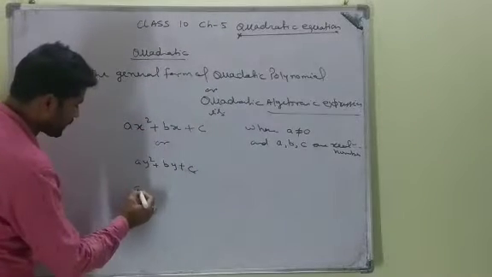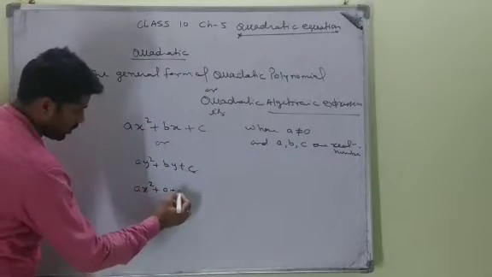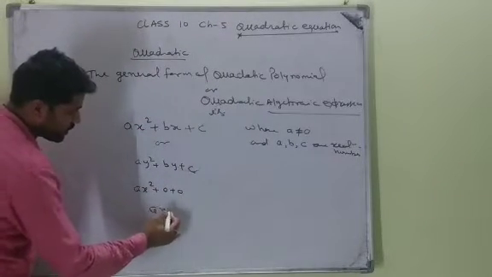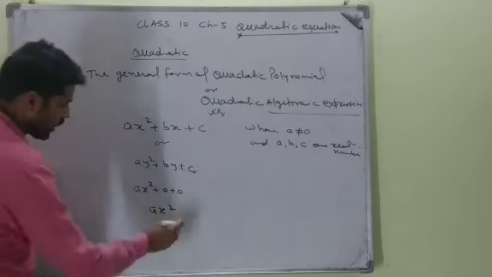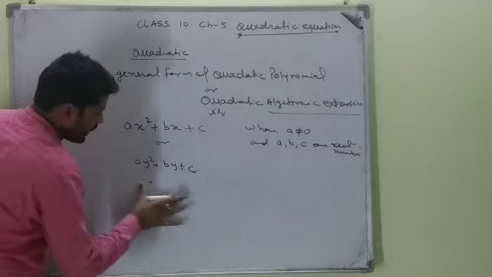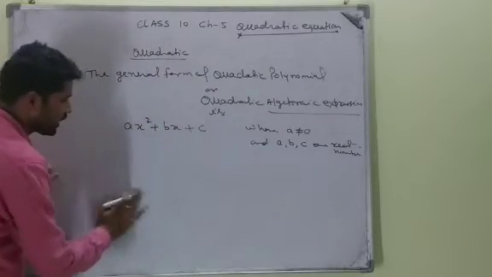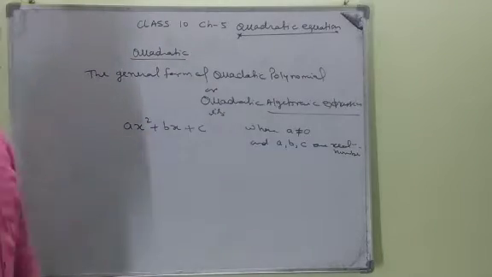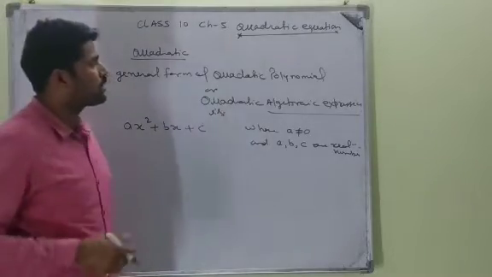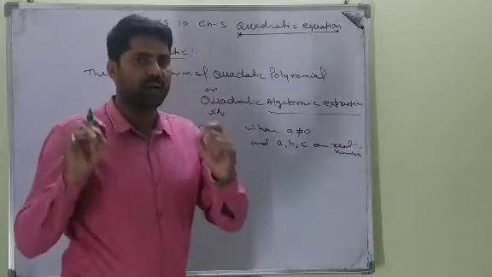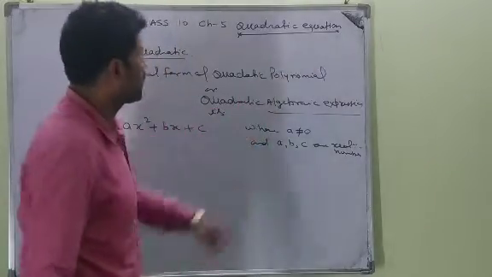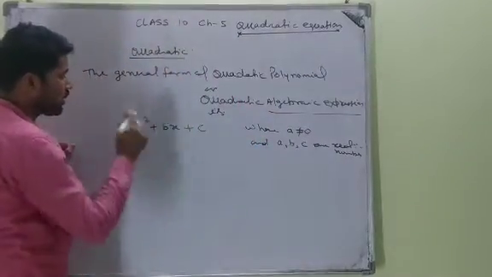Sometimes it can be written like this, ax square plus 0 plus 0. But if anybody asks what this is, simply you will say, sir, this is a quadratic polynomial. Okay? So make sure you write the quadratic. You have clarified the quadratic. Now we move to our concept. Today's topic is quadratic equation. So let us move to the quadratic equation.